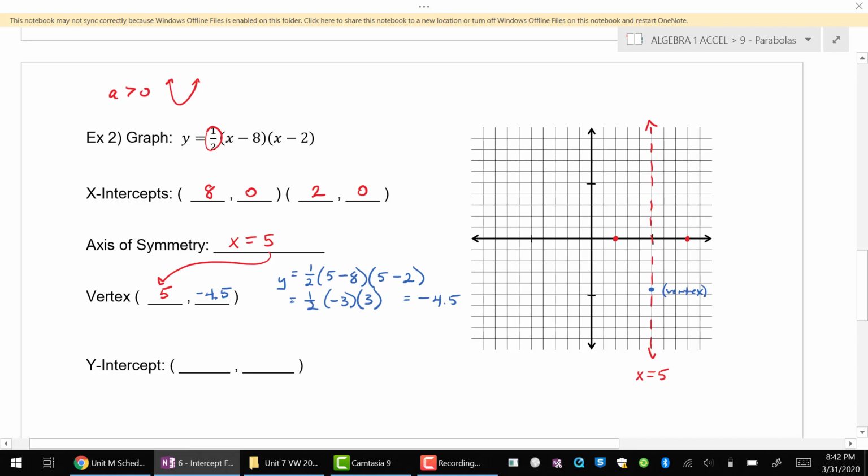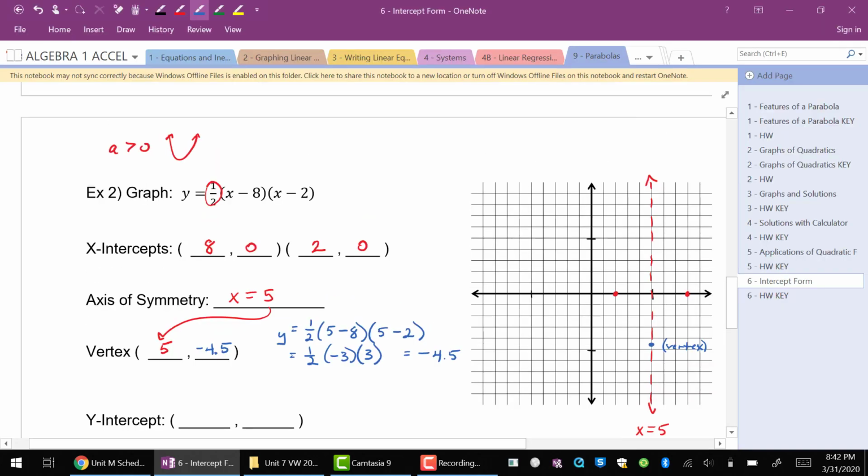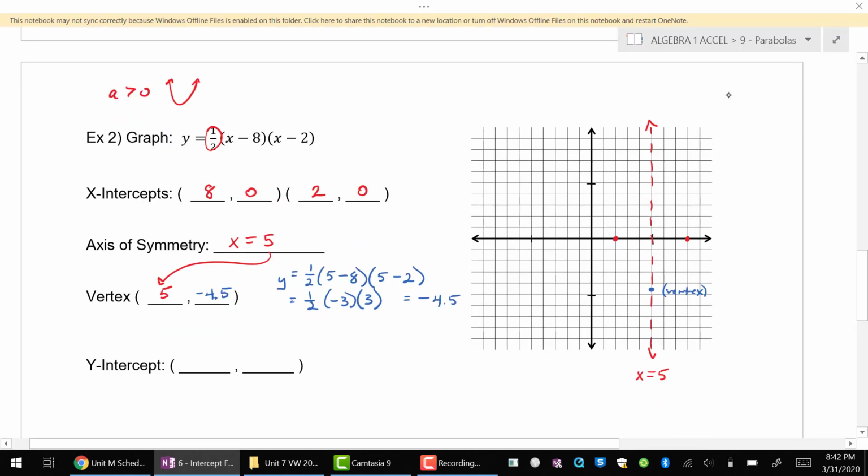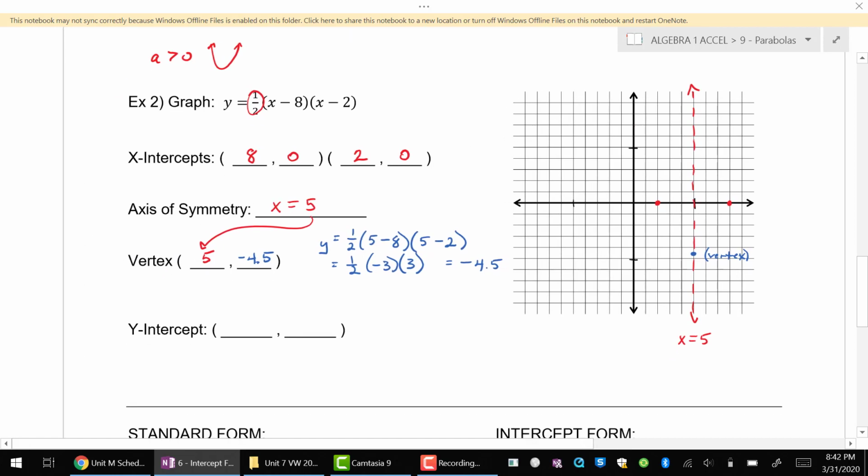Looks like the parabola is going to be opening up like we established earlier, so that so far looks pretty good. The y-intercept we said was the c value. Where is the c value in this equation? Well, it's non-existent because this is not standard form. This is intercept form. Intercept form is y equals a times x minus p times x minus q.